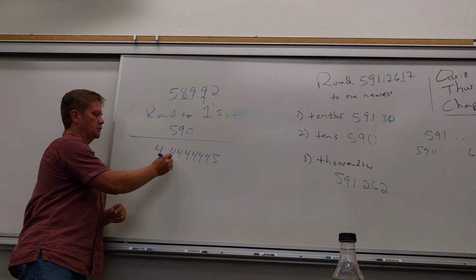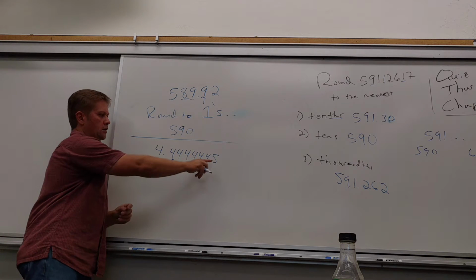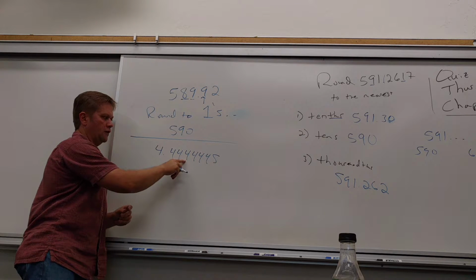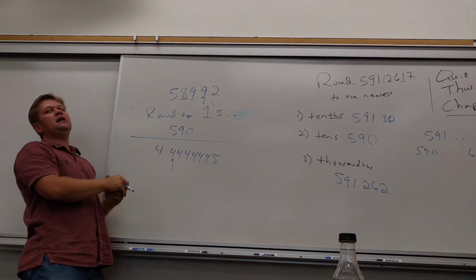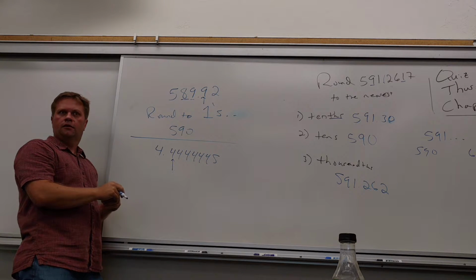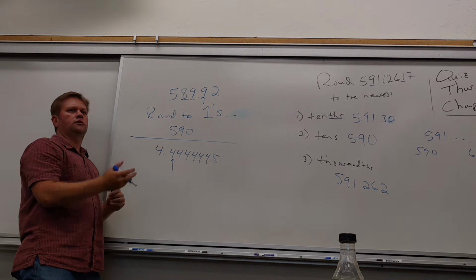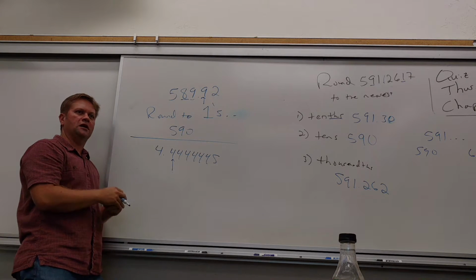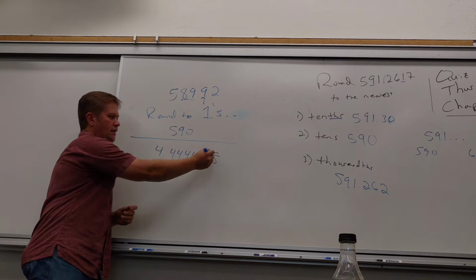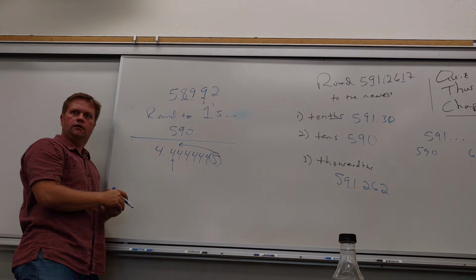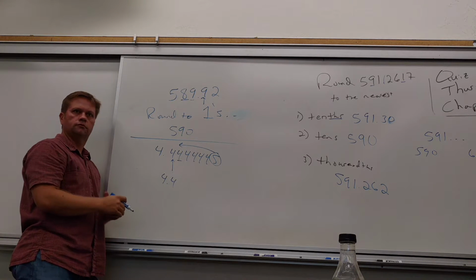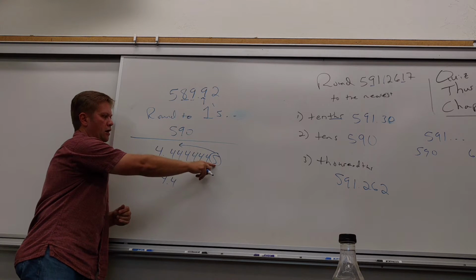If I said round to this place, and somebody says, well, that's a 5, so that would be a 5, so that's a 5. That's wrong. That can't affect stuff way over there. I look at the next number over, it's a 4, so it becomes 4.4. You don't say that would round to 5.